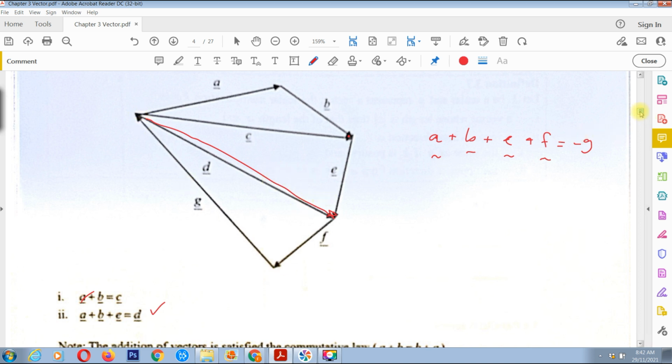Sorry, doctor. Why put negative G? Because of direction. If G is from A to this F, the arrow should be here. But now the arrow should be here. So A plus B plus E plus F comes from here to here. So we change the direction, the magnitude is the same, so we put the negative. Okay.